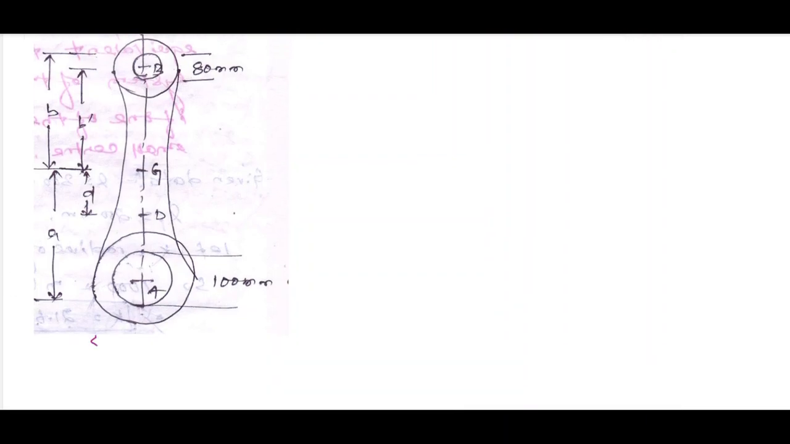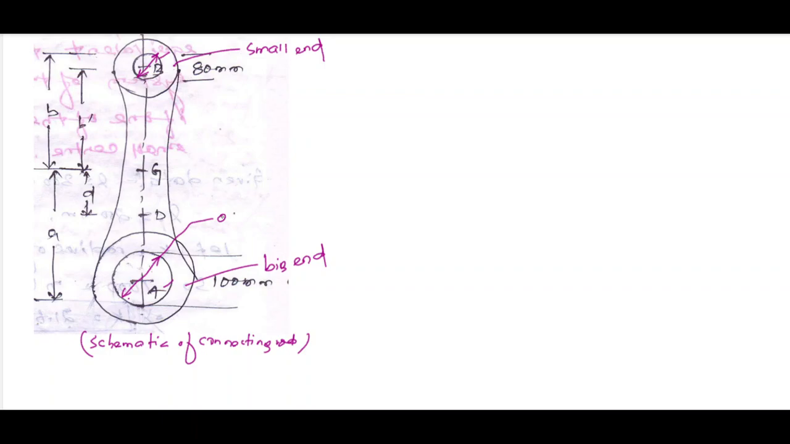Here is the schematic of the connecting rod. This one is the small end of the connecting rod, and this one is the big end. The larger diameter is the bearing end, and the other is the smaller diameter bearing end. This is the center of gravity point G. Let's say the big end point is point A and the small end point is point B, having diameter 80 mm. This diameter is 80 mm and this diameter is given to you as 100 mm.